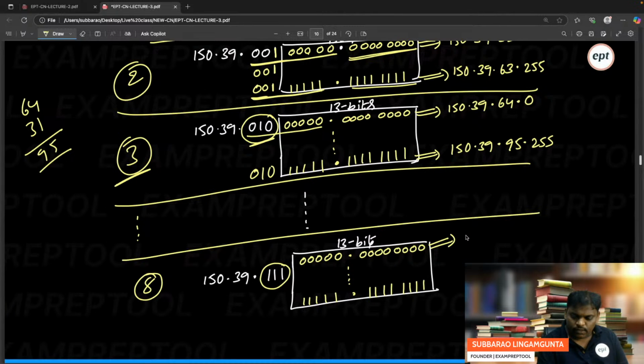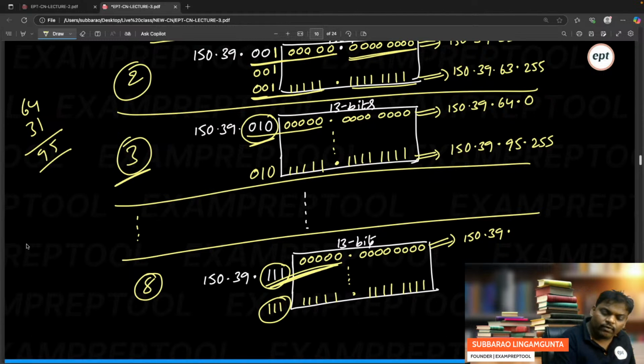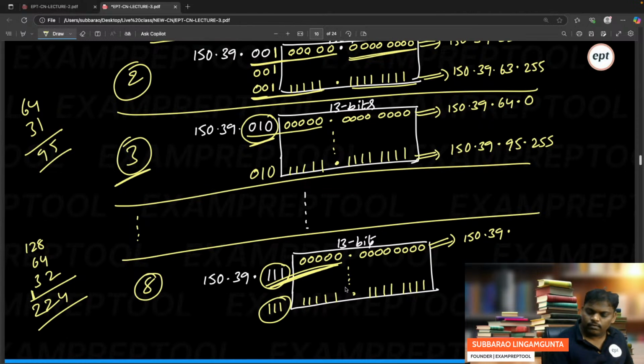See this one. 150, 39. Be careful here, 111. Lastly here also 111, so 111 followed by 5 zeros. Then what is the answer? Convert binary number into decimal. That is the reason I explained it in the initial days, very clearly, how to convert. What is the answer? 2 power 7, 128. 2 power 6, 64. 2 power 5, 32. Add them. So 224.